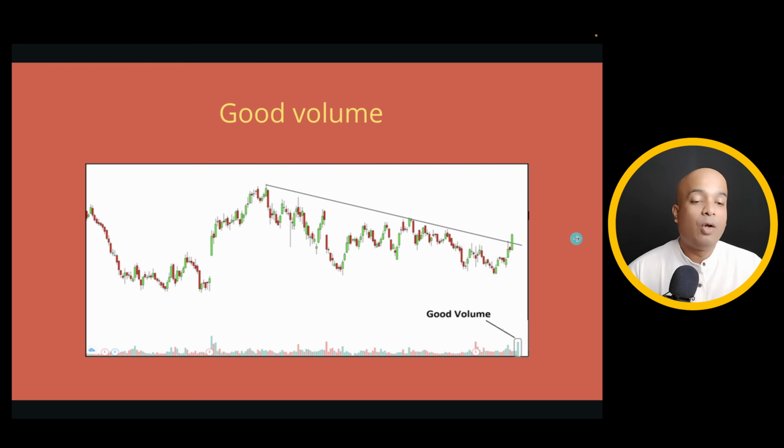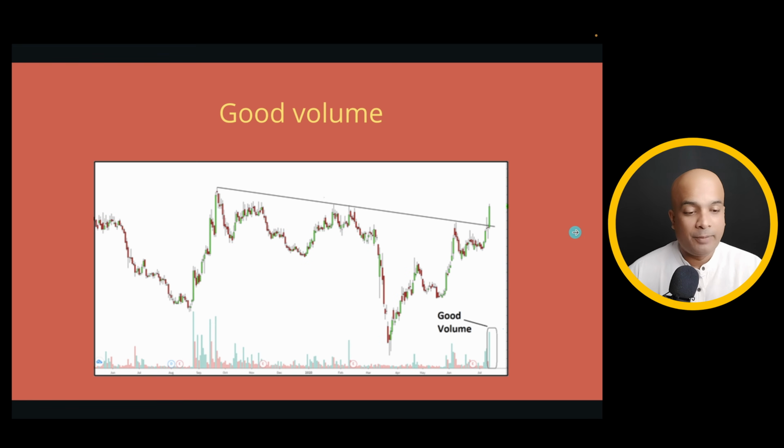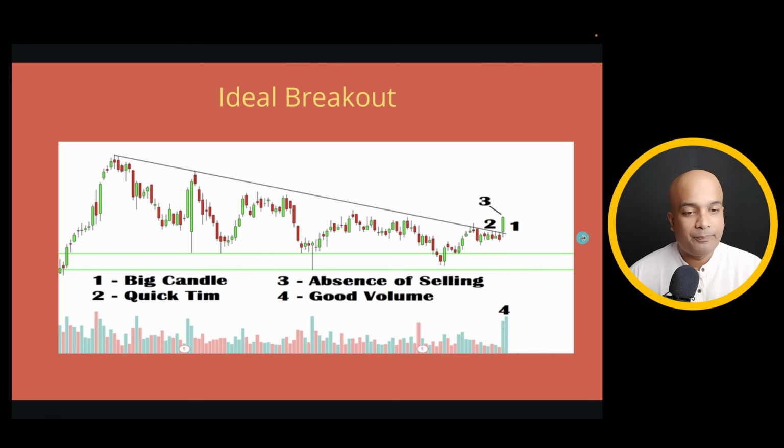Now, good volume. Whenever the price shows a breakout, along with the number one big breakout candle and absence of opposite party response, good volume is a very added bonus. Whenever you see good volume, it also confirms the price is going to the upside. Okay, so look for these four parameters. See, this is one more example. Here also there is a resistance trend line. Price displayed the breakout, there is a good volume spike, right? So this confirms the logic.